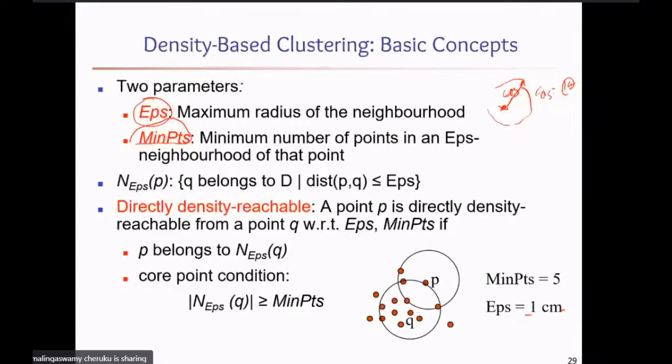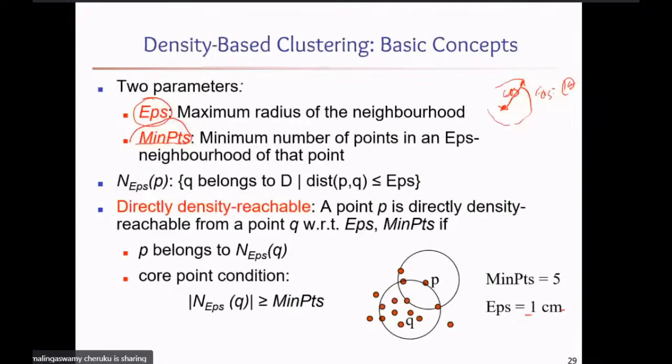So this is the definition for directly density reachable. If there is a point P, and you want to reach it from Q, then P should be in the epsilon neighborhood of Q, as well as Q should be a core point.